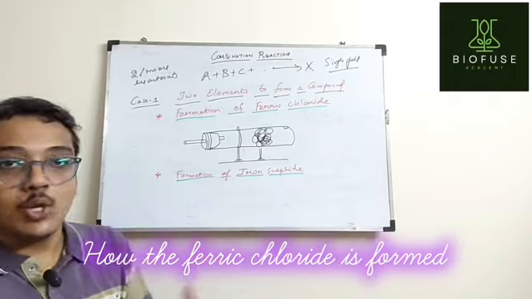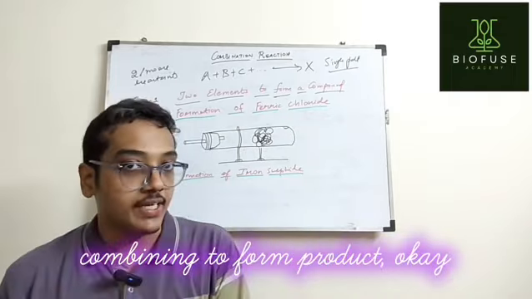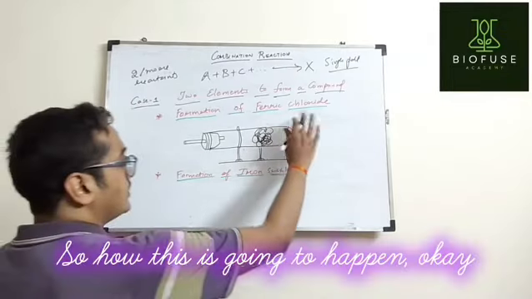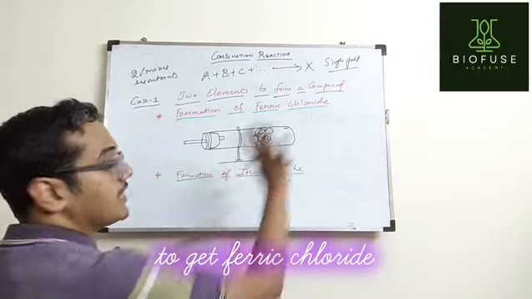Okay, how the ferric chloride is formed. So this is again two elements combining to form a product. We have not gone to case 2, we are still in case 1. So how is this going to happen? Let us see a simple experimental setup to get ferric chloride.